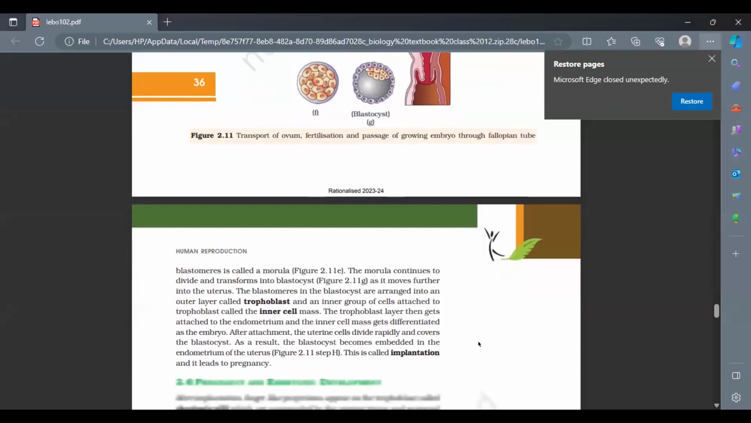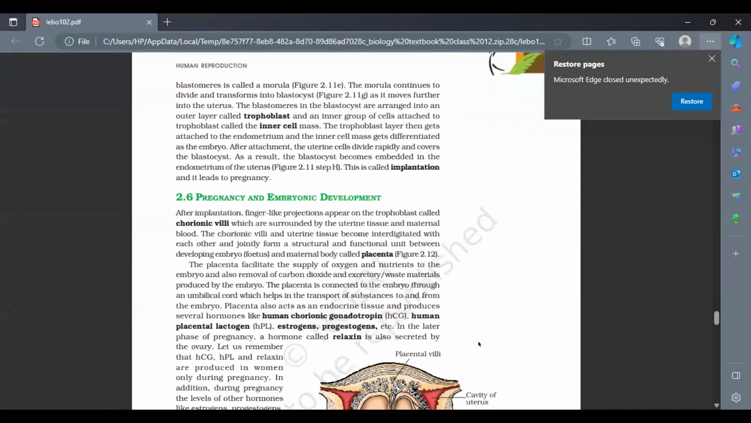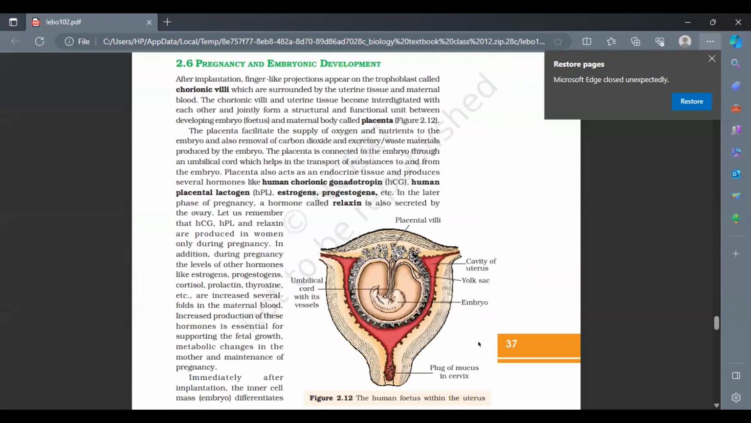One more concept is left. Tomorrow we can take over this concept, the concept of placentation and some embryo development. A little bit of things are there, not in very much detail. So I'll conclude this chapter tomorrow.